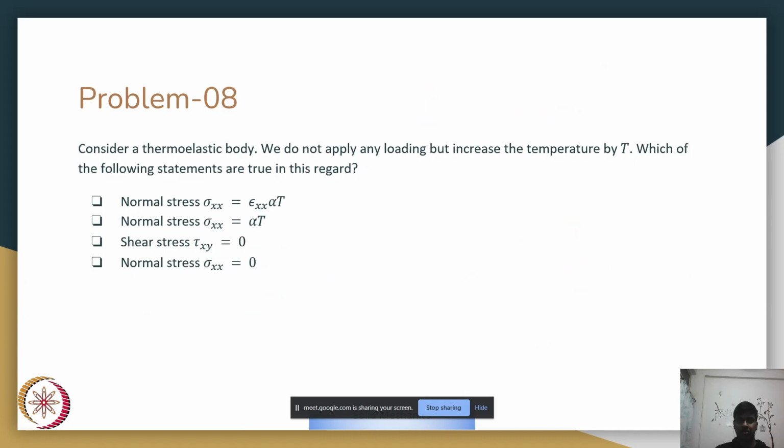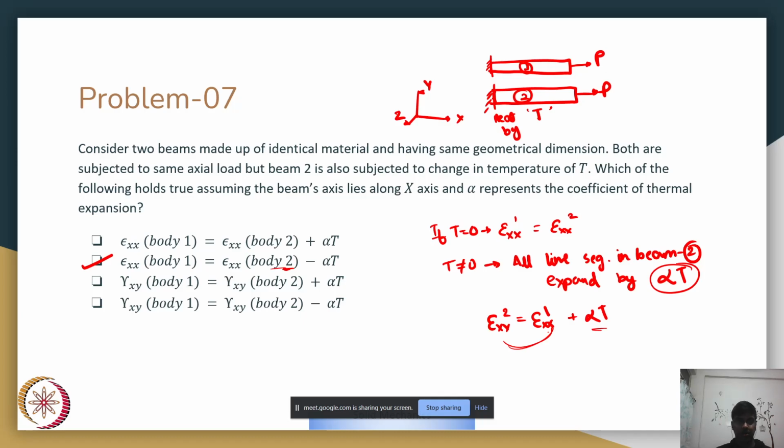I am confusing between option one and option two. Option A, I'll write. Option A is epsilon xx1 is epsilon xx2 plus alpha T. So this is basically saying that beam 1 expands same as beam 2 plus an additional expansion due to thermal, which is not right, as it is beam 2 which is undergoing thermal expansion, not beam 1, right? Yes, sir. Okay, I got it.